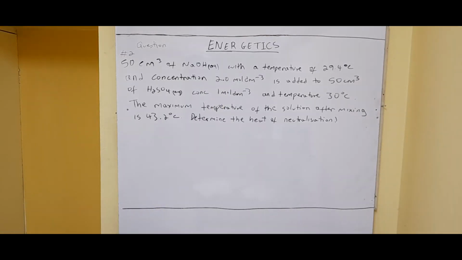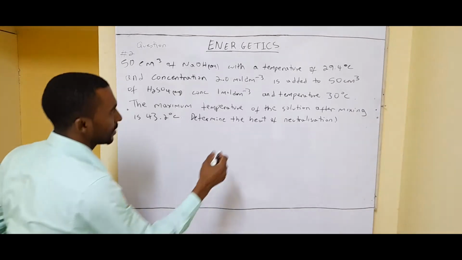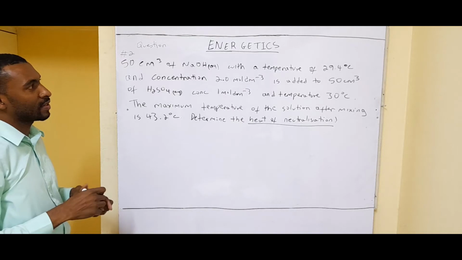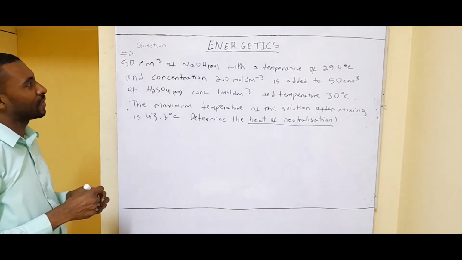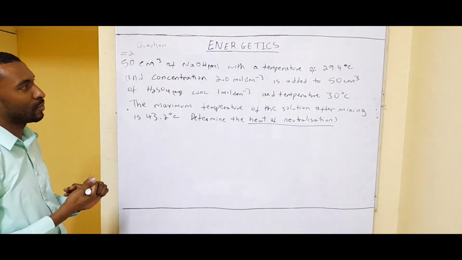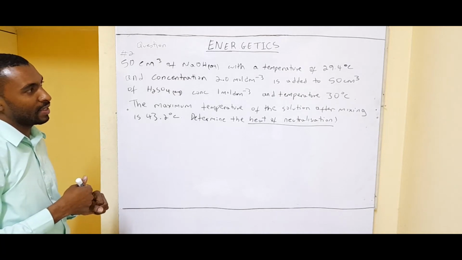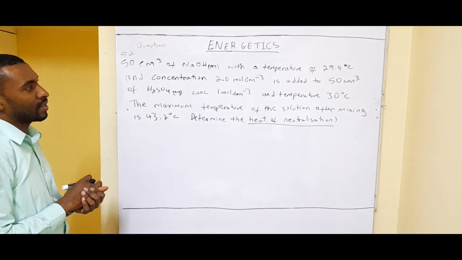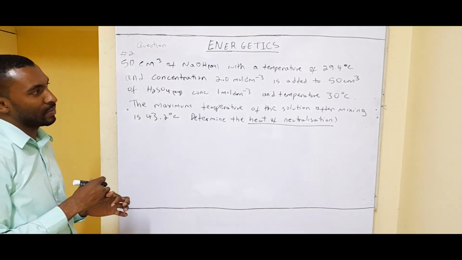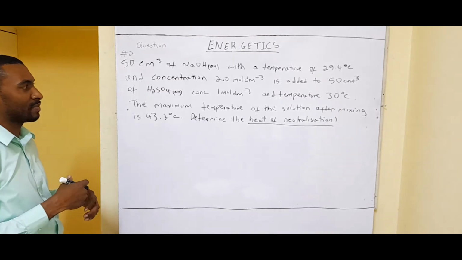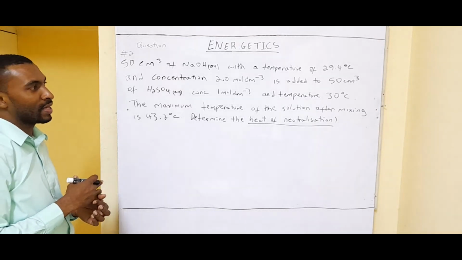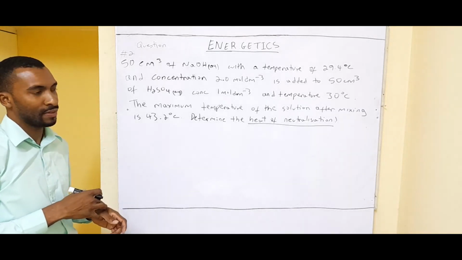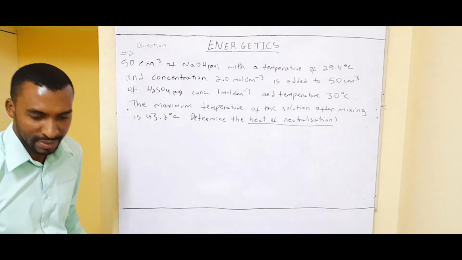Alright, so the next question is a heat of neutralization question. Calculate: 50 cm cubed of sodium hydroxide solution with a temperature of 29.4 degrees Celsius and a concentration of 2 moles per dm cubed is added to 50 cm cubed of sulfuric acid with concentration 1 mole per dm cubed and temperature 30 degrees Celsius. The maximum temperature of the solution after mixing is 43.2 degrees Celsius. Determine the heat of neutralization. That's the question.